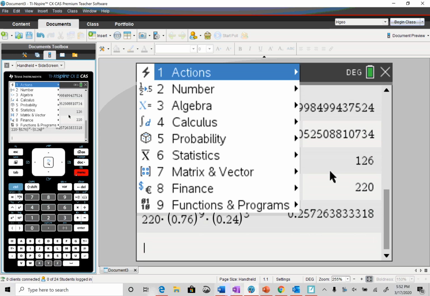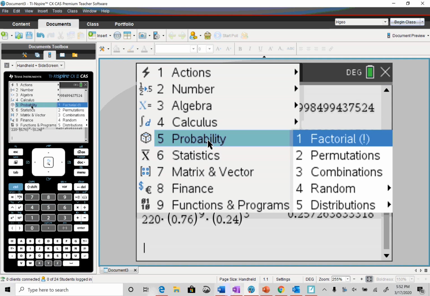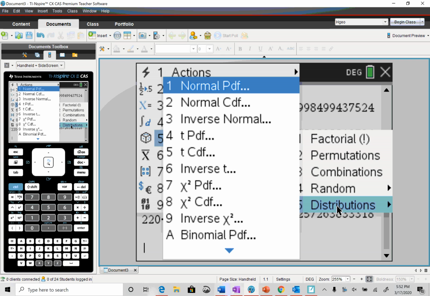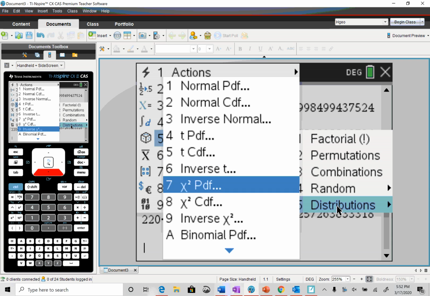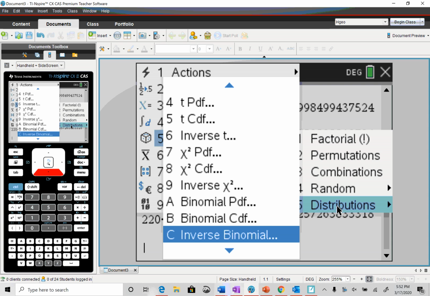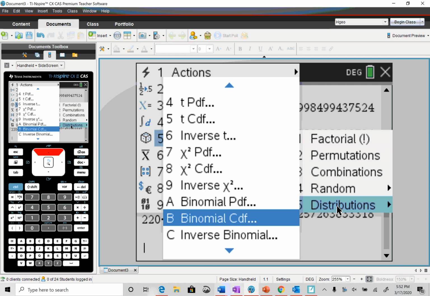Menu, 5 for probability again. We're going to go down to number 5, distributions. Normally when we've been finding a simple probability of a normal function, or you know the probability and you're working backwards to find the z-score, we're sticking with 2 or 3. Oh, look at that. There's binomial. We want our binomial cumulative distribution function, so that's option B.